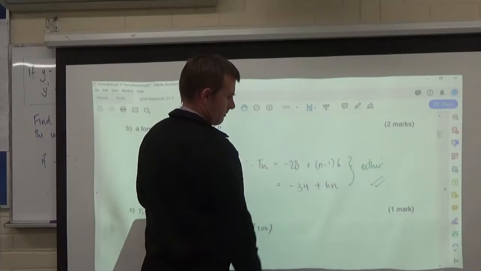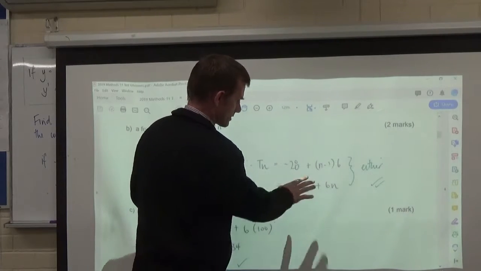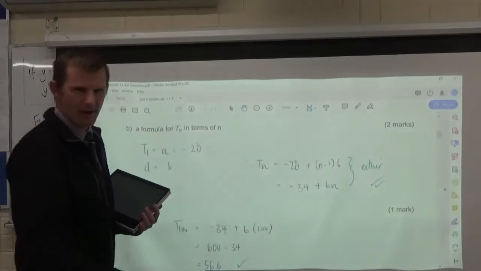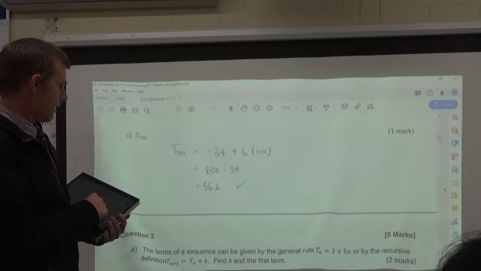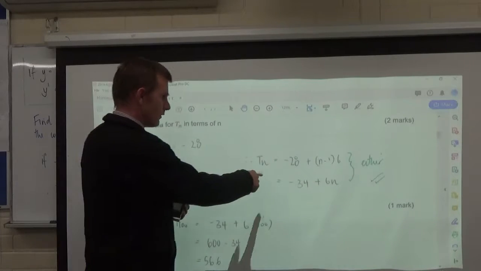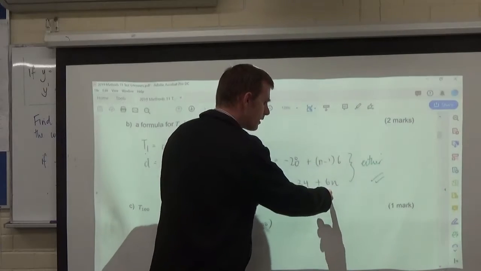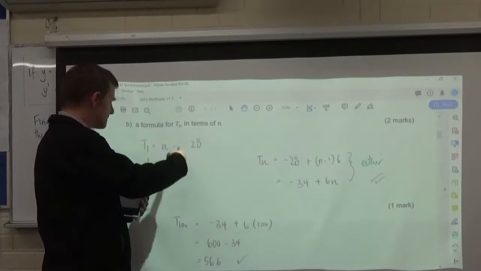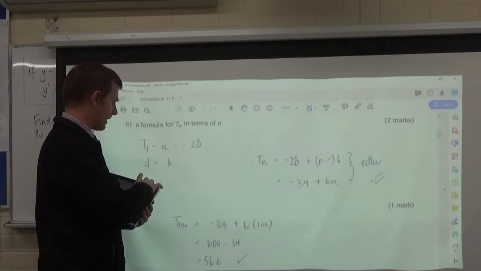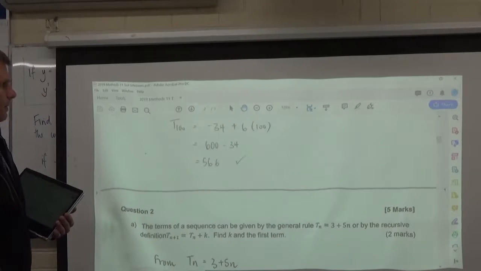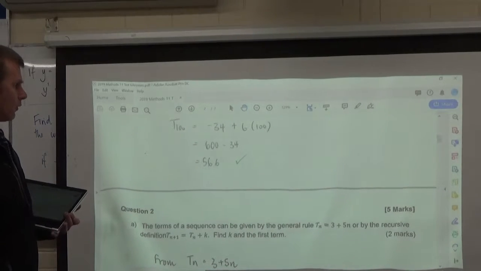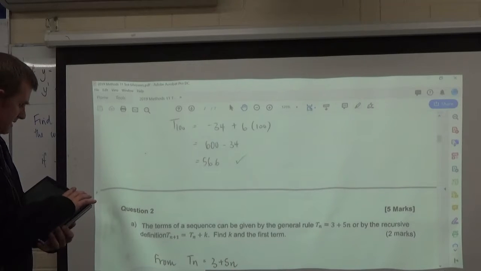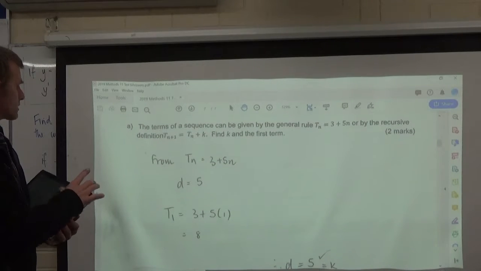Either is going to be fine. Okay, doesn't matter. It's probably neat to simplify it out, but doesn't really matter. Working out T100. Now, if you had this already set up, then this was easy. If you didn't get this, this was going to be really hard. So there's the answer there. 6 times 100, 600, minus the 34, 566. Easy marks. Question number 2.